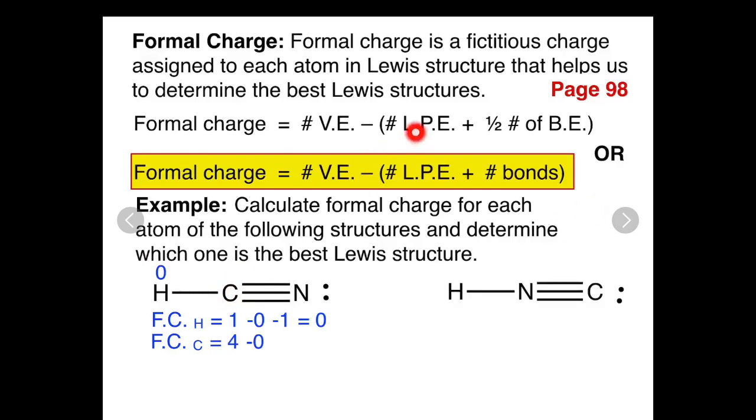So minus, distributed into the parentheses, that's going to be negative, right? So it's going to be negative 1, 2, 3, 4 because there are 4 bonds. So you are minus 4. Total would be 0. Now for nitrogen, you are going to do the same.